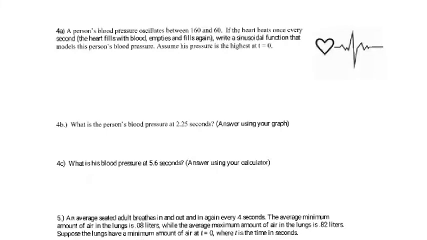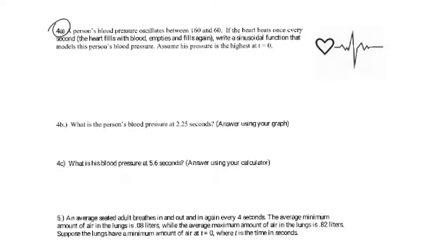All right, I decided I wanted to do this one as an example, so I'm going to do 4 for you. A person's blood pressure oscillates, meaning it goes between 160 and 60. If the heart beats once every second, or the heart fills with blood, empties, and fills again, write a sinusoidal function that models a person's blood pressure. Assume the pressure is highest at t equals 0.